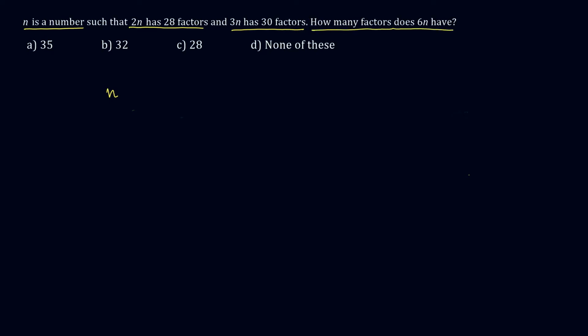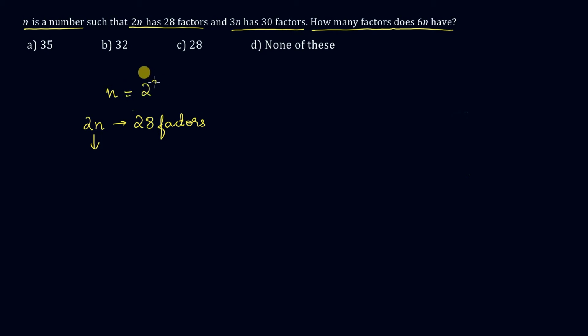Okay, everything is important, so let's break that down bit by bit. So let's say I have n and 2n has 28 factors. Now, one thing we need to know when we are looking for the number of factors of a number is that we need to express this number as a product of its prime factors. Before we do that with 2n, we can express n as a product of its prime factors.